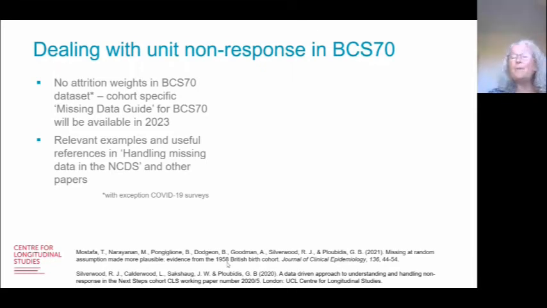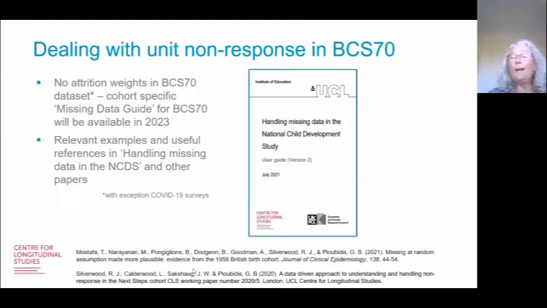However, a cohort-specific missing data guide will be available next year for the BCS 70. But in the meantime, there are examples which are very relevant that you can follow on how to deal with attrition. So, for example, there is a handling missing data in the National Child Development Study guide, which can be used to advise and follows through inverse probability weighting and how to use multiple imputation, which you can then apply to the BCS 70. And also a couple of papers which are really useful.